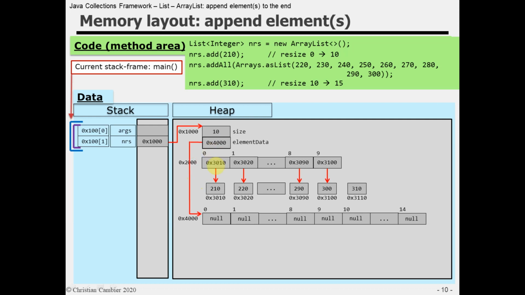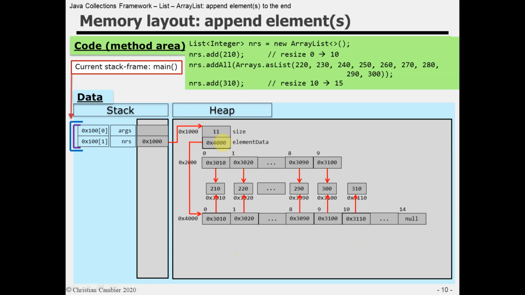And after that, and this is important to note, before we add the new element, we first copy all the existing elements of the previous array into the new array. And then the new element, the Integer object 310, is added after the last element. And the size is incremented to 11.